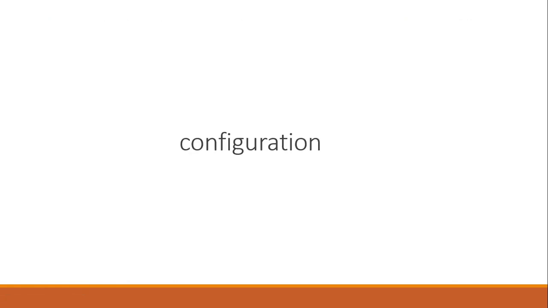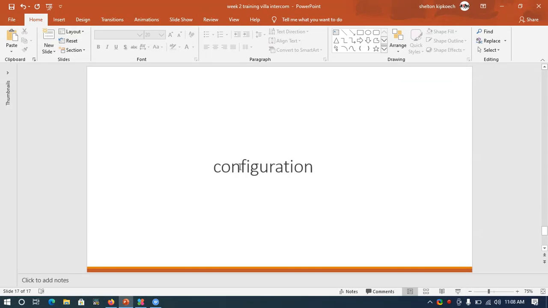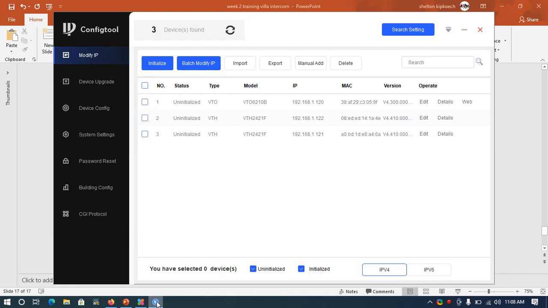Okay, next we're going to do configuration. That's all on the Villa intercom. Based on theory, that's enough information that I've covered. As I've said before, I'm going to do a configuration based on one VTO, which I've said is a 6210BW, and two VTHs. They are connected in a switch, and the switch is connected to my computer. So it's basically one network segment.